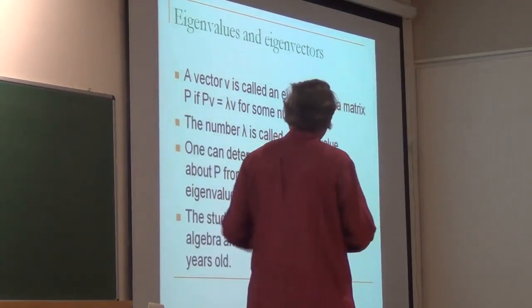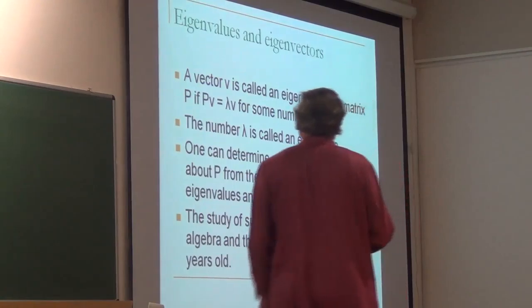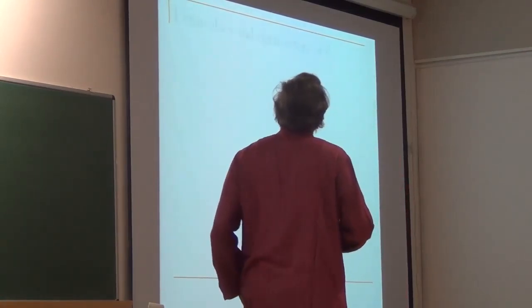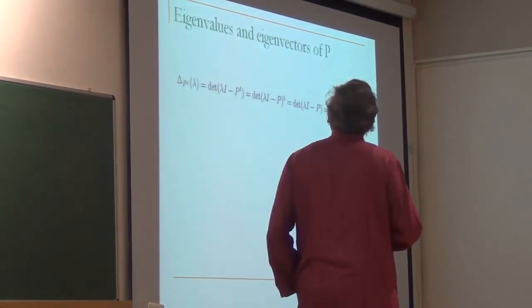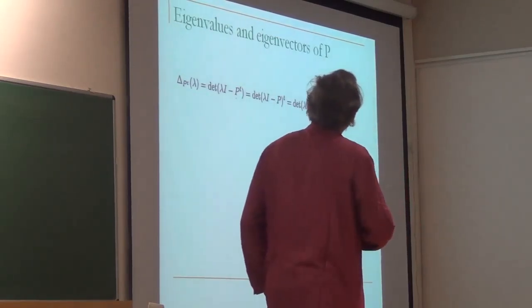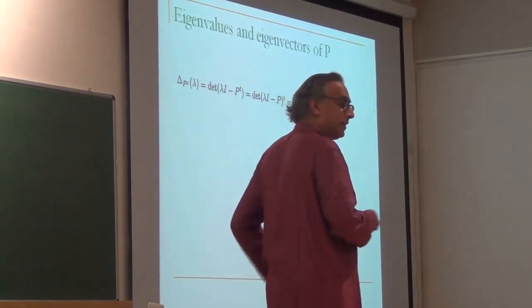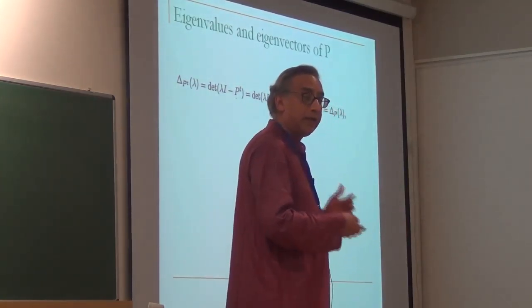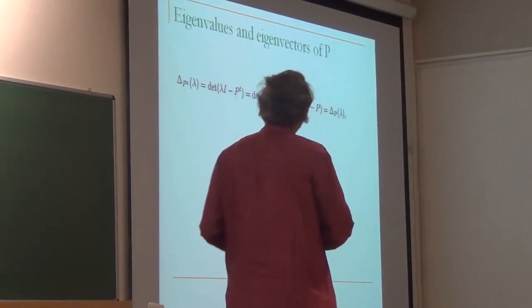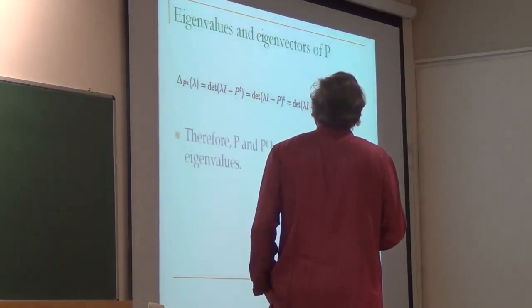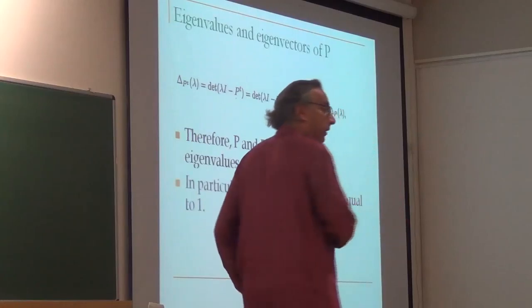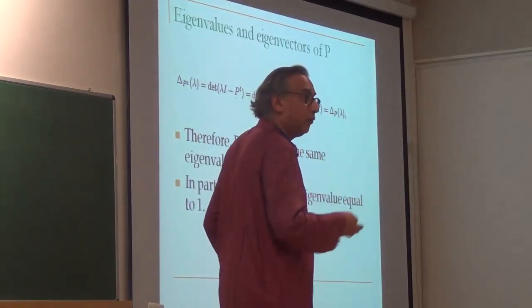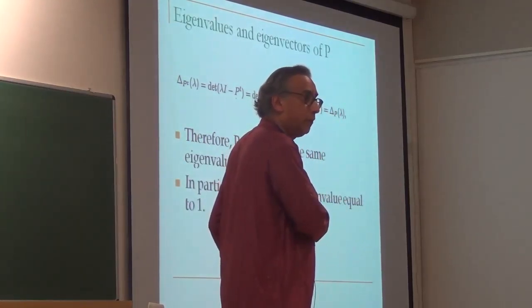You all know what eigenvalues and eigenvectors are. The study of such objects is linear algebra and is more than 100 years old. Let's look at our eigenvectors and eigenvalues for the matrix P. Notice that P and P transpose have the same characteristic polynomial, and therefore they have the same eigenvalues. They may not have the same eigenvectors, but they have the same eigenvalues. We observed already that P transpose has eigenvalue 1, therefore P has to have eigenvalue 1.